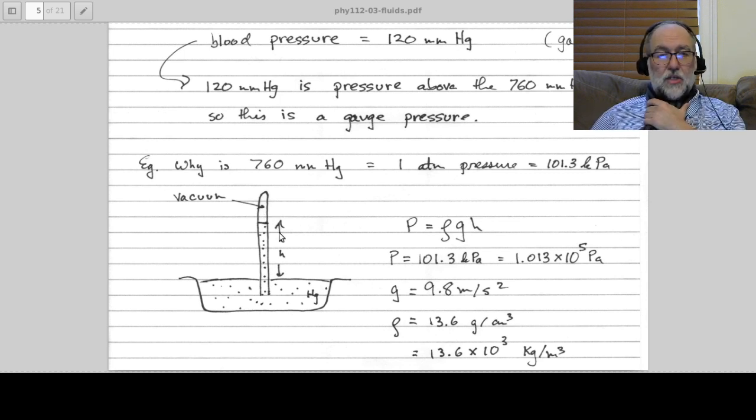Okay, and you do this experiment and you measure the height from the fluid line here inside the tube to the fluid line in the pan. And you discover that it turns out to be 760 millimeters high. And it doesn't matter what the shape of the tube is, whether it's got a big cross-sectional area or a small cross-sectional area. You can move the tube up and down as long as the bottom always stays down in the fluid. It's always from the fluid line in the pan to the fluid line inside the tube. It's always 760 millimeters.